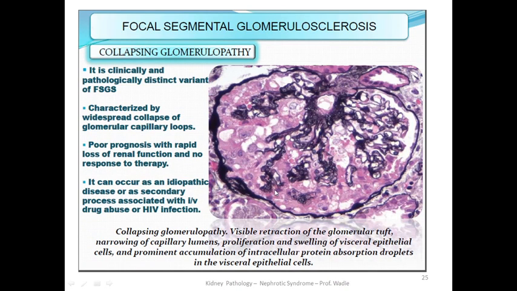Another picture of the focal segmental glomerulosclerosis is known as the collapsing glomerulopathy. It has a worse prognosis than the normal one. You see collapse of some tufts of the glomerulus.